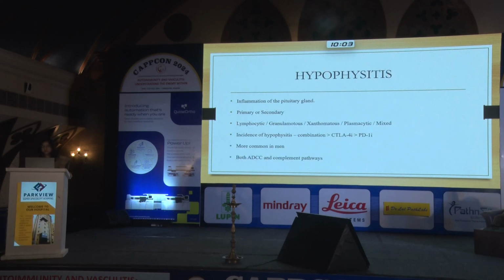Coming to the next organ, hypophysitis. Hypophysitis refers to inflammation of the pituitary gland. Now it can be either primary or secondary depending upon the etiology. If the inflammation is restricted only to the pituitary gland, it's primary. If it is in association with systemic diseases like sarcoidosis, granulomatosis with polyangiitis, infections like tuberculosis, fungus or any other drugs, that is secondary. It can also be classified as lymphocytic, granulomatous, xanthomatous, plasmacytic depending upon the histopathology.